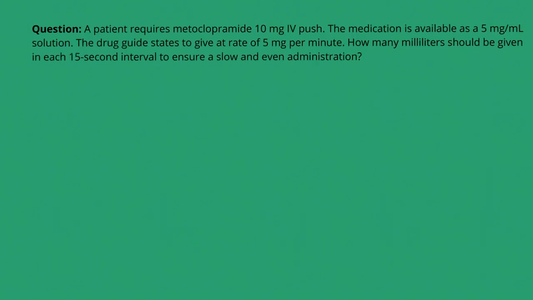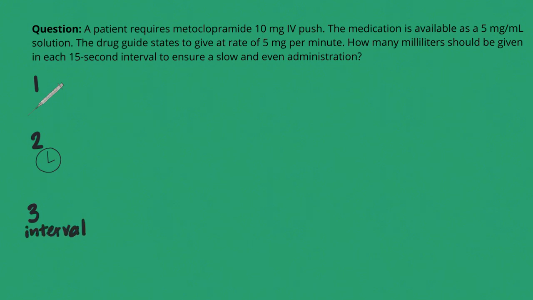All right, our second example. Let's review our steps before we get started. Step number 1 is to figure out how much you're going to give in the syringe, or another way to say that is the total volume. Step number 2 is to figure out how much total time that you need to give this over. And step number 3 is to determine your intervals.